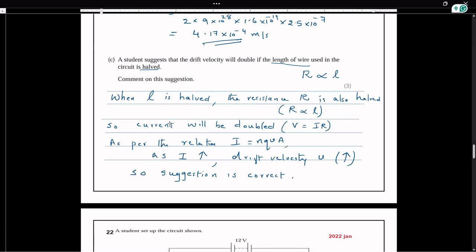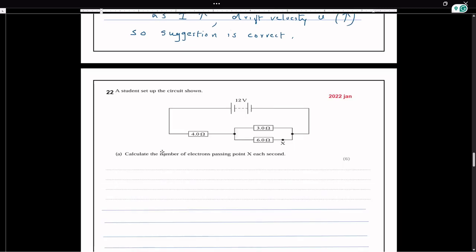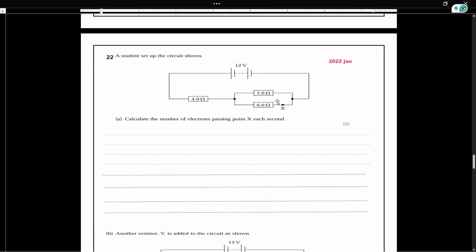Okay. Now let us move on to the next question. There is a parallel combination of 3 and 6, connected in series with the 4. Calculate the number of electrons passing point X each second. Point X is here. The number of electrons passing means we have to calculate the current I. Then only we can calculate the number of electrons passing.